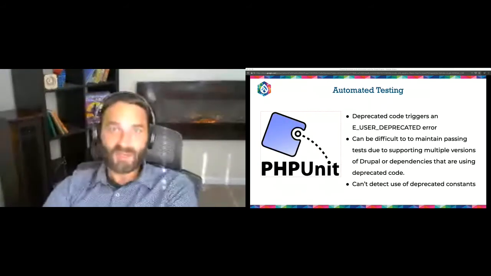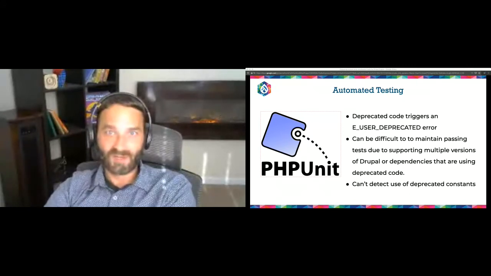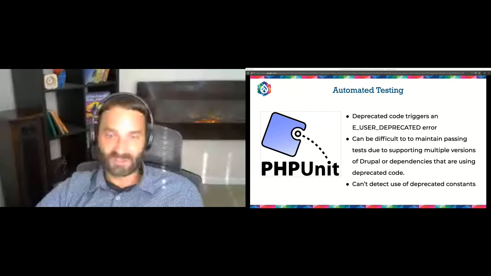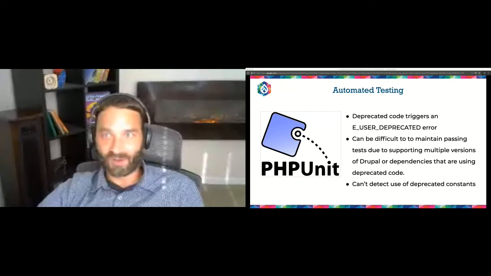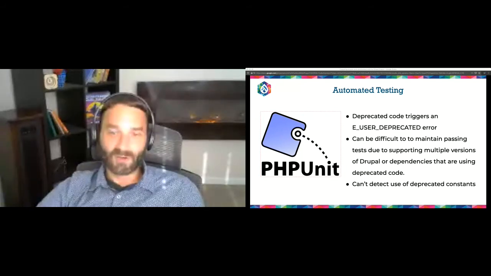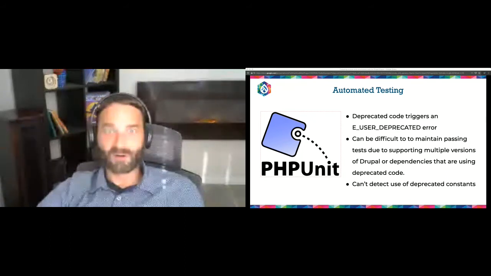So if you maintain a lot of custom code, one of the best methods, I think, for detecting deprecated code use is automated testing. Deprecated code paths will trigger a generally silent error, an E_USER_DEPRECATED error, that will cause your automated test to fail, and note that you triggered a deprecation error. Personally, I always find this information useful.